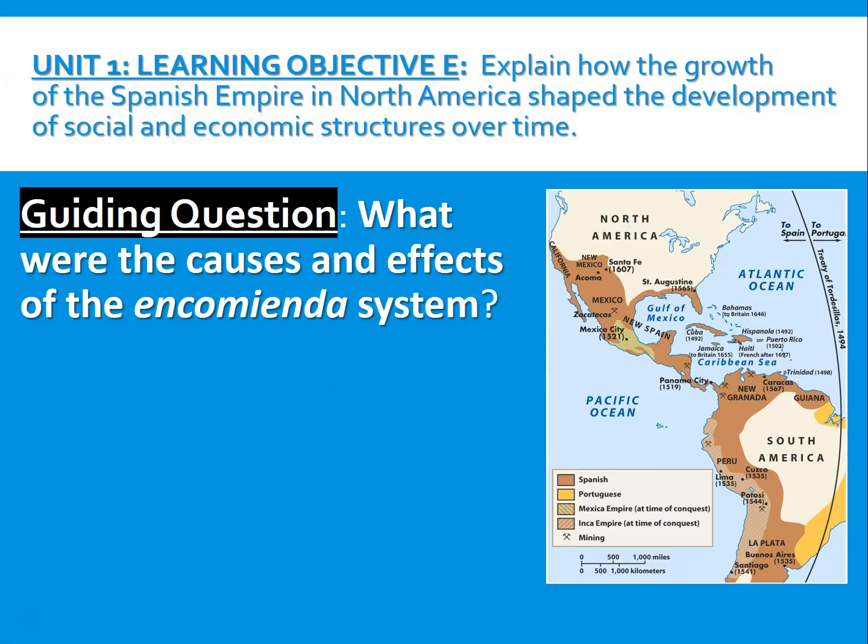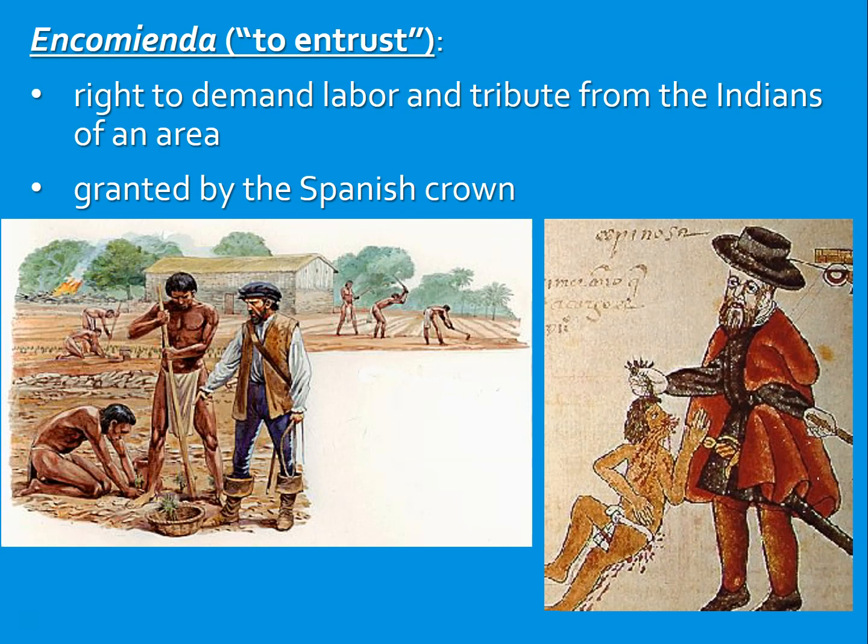So we're going to have two actual guiding questions in this brief section. The first, we're going to ask ourselves, what were the causes and effects of the encomienda system? Causes and effects. So let's first figure out what the encomienda system was. An encomienda comes from a Spanish verb which means to entrust, like I'm going to entrust you with something.